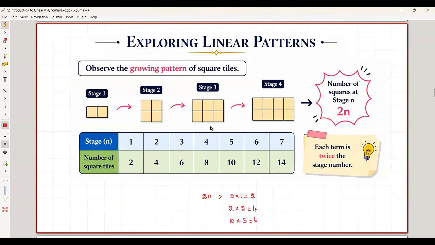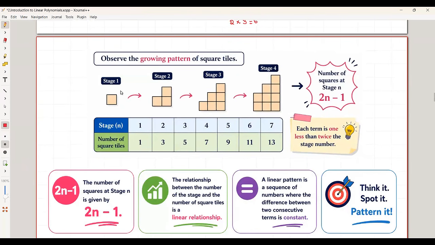In case it's an odd number, okay, here you can just see the odd number pattern. First stage we have 1, second stage 3, next 5, 7, 9, 11, 13. It's forming an odd number pattern. Each term is 1 less than twice the stage number. The formula is 2n minus 1. Okay, 2n minus 1. How are they forming the pattern?